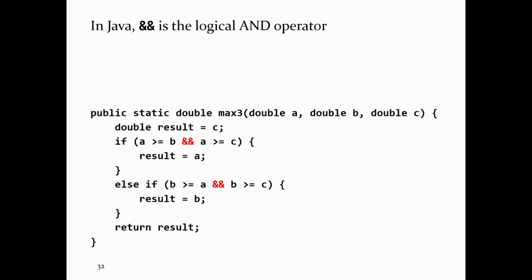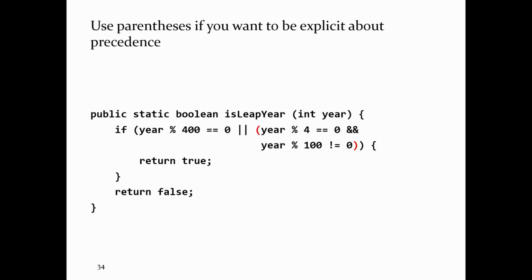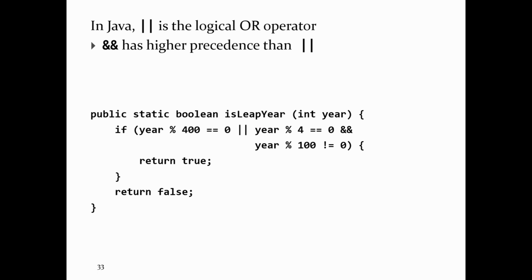Okay, so double ampersand is the logical AND operator. Double vertical bar is the logical OR operator. There is a single bar as well. You don't want to use the single bar, you want to use the double vertical bar.